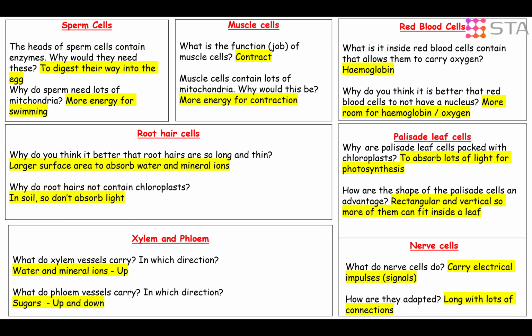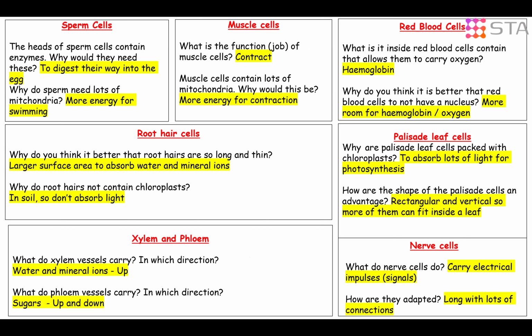Palisade leaf cells. Why are palisade leaf cells packed with chloroplasts? To absorb lots of light for photosynthesis. How is the shape of the palisade cells an advantage? They are rectangular and vertical, so more of them can fit inside a leaf. Nerve cells. What do nerve cells do? They carry electrical impulses or signals. How are they adapted? They are long and have lots of connections.